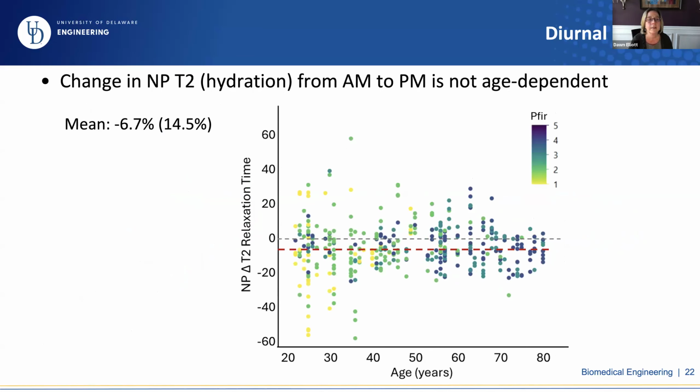We also looked at the change in the T2 time in the nucleus pulposus. Again, we think that is a measure of disc degeneration. As you compress the disc from morning to night, you're going to have water flow out of your disc, so it could be a change in hydration in the nucleus pulposus, and we see that there's almost a 7% decrease in nucleus pulposus T2 time from morning to night, and it's also not age dependent.